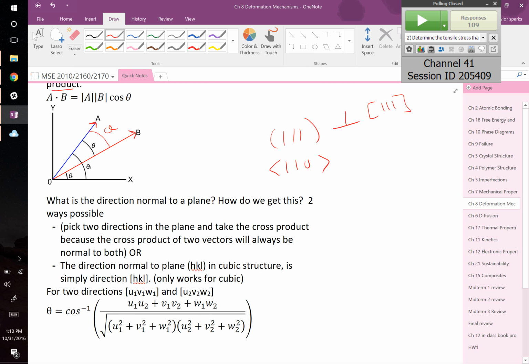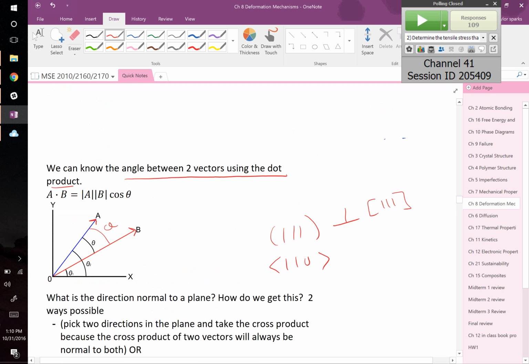Same thing as the plane, but now instead of writing it as a plane, you write it as a direction, okay? Any questions on that? So let me ask this. If it wasn't cubic, if it was tetragonal or some other system, how would you figure out the normal to a plane?